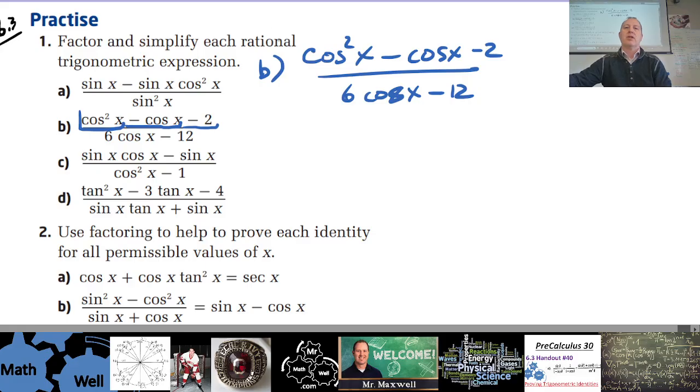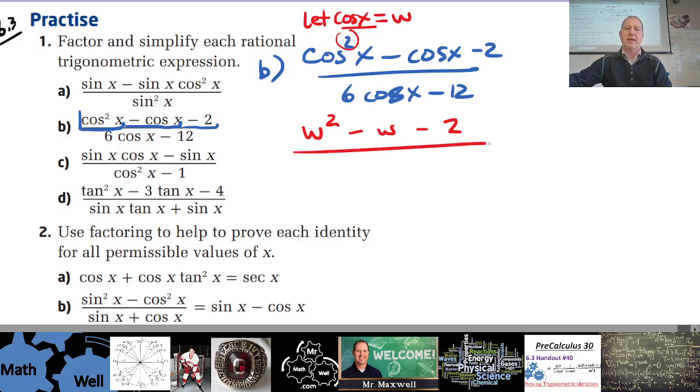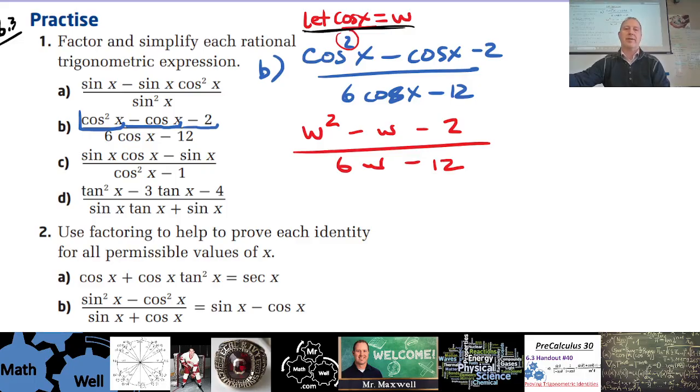All right, so this is a quadratic form, and if you see that cos x, if we let cos x equal w or something, like another variable, then this is w squared, right? And this is just w. So I'm just going to rewrite that for now. W squared minus w minus 2. This might help you, and this is 6w actually, minus 12 on the bottom. So that might help you see how to factor and simplify this. If it does, that's great. We just have to remember to substitute this back in when we're done.